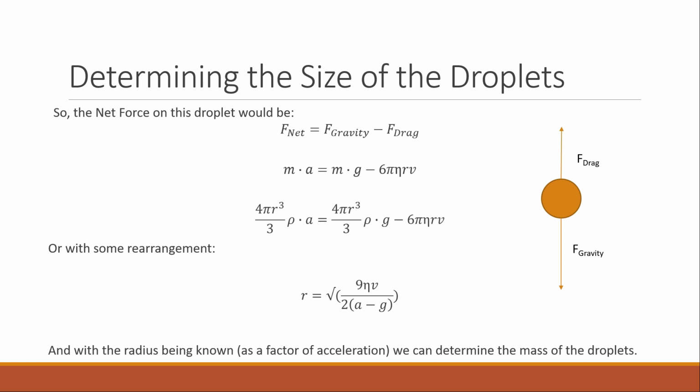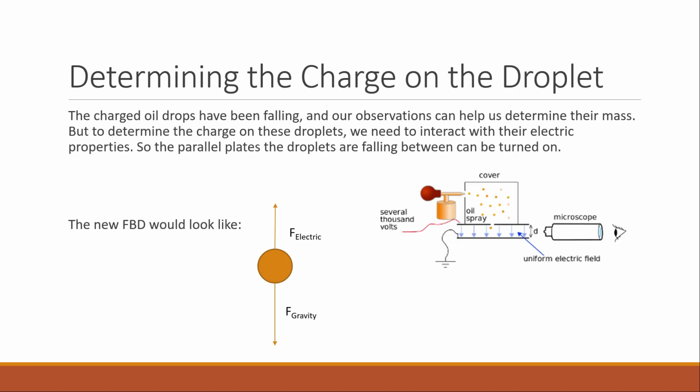But Millikan and Fletcher, what they do is they spray oil and let those oil droplets begin to fall, and they'd be measuring, and they do this multiple times, so they'd be able to determine the mass of each droplet as they were observing it. Now that we know the mass of each droplet, it's time to turn on our voltage. Remember how we had these parallel plates?